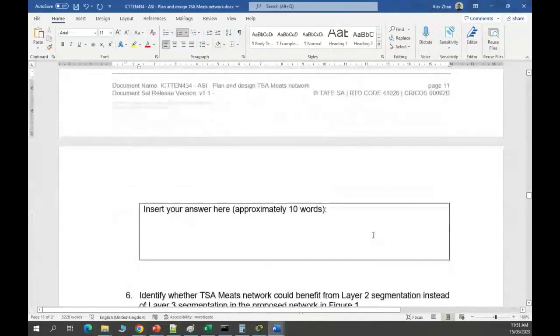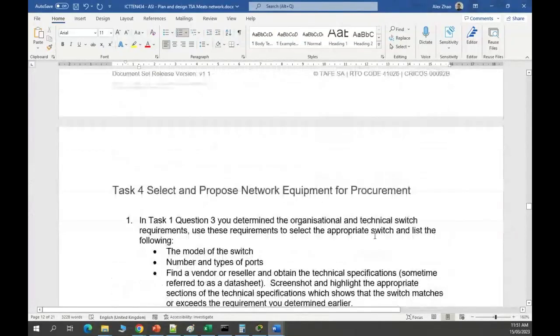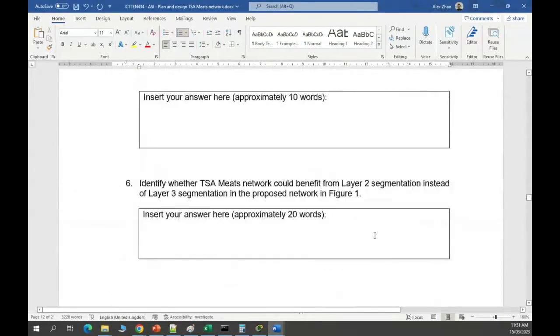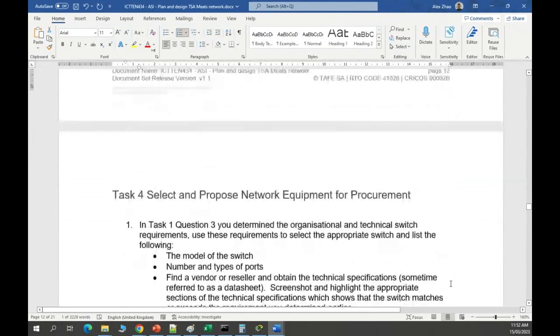Okay, so hopefully you're on the right track. Identify whether the scenario could benefit from layer 2 segmentation. The keyword is "instead": it means no layer 3 segmentation. If you don't have layer 3, you don't have a router, and the segments can't communicate with each other. You get me, guys? Yeah.